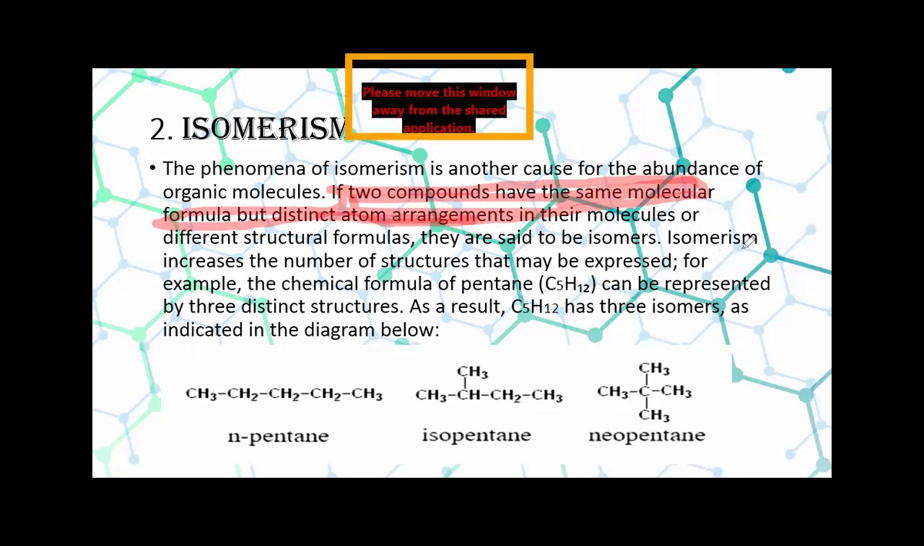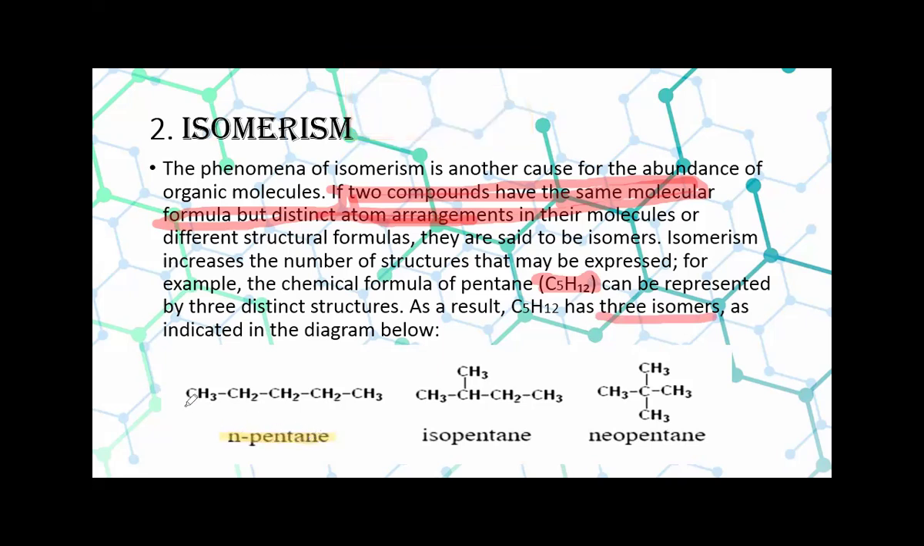For example, isomerism increases the number of structures that may be expressed. For example, the chemical formula for pentane. Pentane has the formula C5H12. It has three isomers. The first one is n-pentane. Here you can see n-pentane. N means the straight chain. N means straight chain isomer. This is the straight chain isomer of pentane.